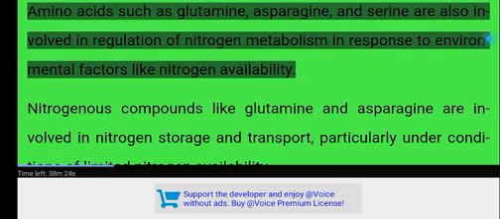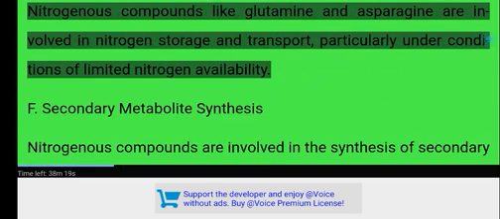E. Regulation of plant growth. Amino acids such as glutamine, asparagine, and serine are also involved in regulation of nitrogen metabolism in response to environmental factors like nitrogen availability. Nitrogenous compounds like glutamine and asparagine are involved in nitrogen storage and transport, particularly under conditions of limited nitrogen availability.